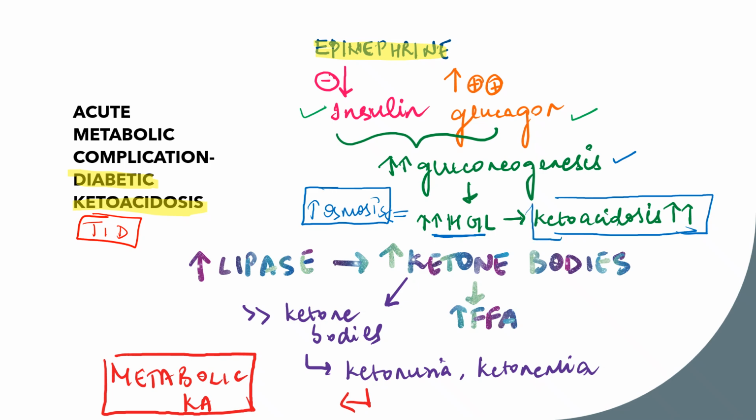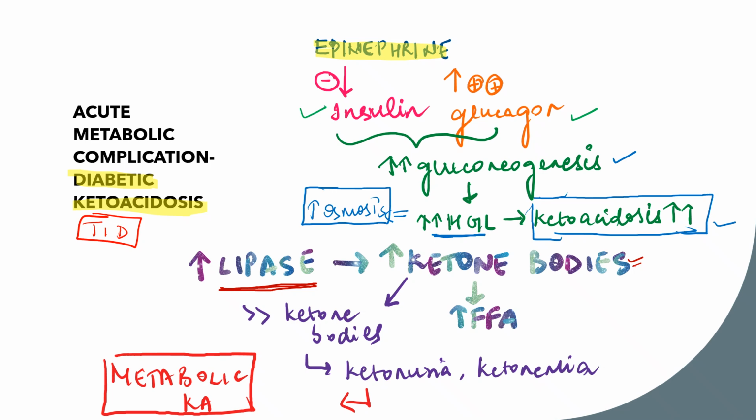So apart from your polyuria, polydipsia and polyphagia, there is also an increase in ketoacidosis. Now what happens is, because of this ketoacidotic state, what do we mean by ketoacidotic state? There will be an increase in the ketone bodies. Now this ketone body increase is also due to the stimulation of a particular enzyme called lipase. So when there is an increase in lipase, there is an increase in ketone body secretion.